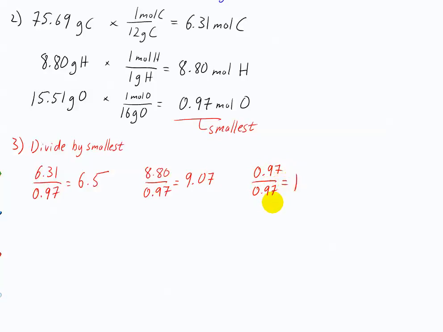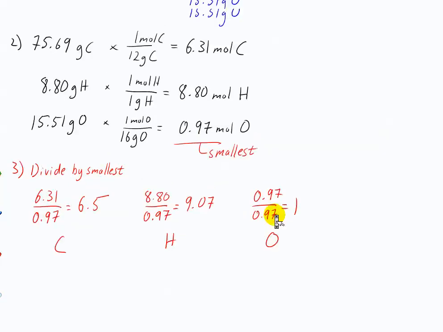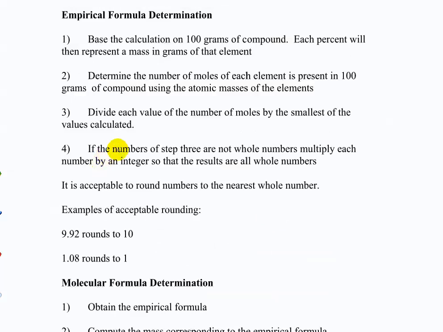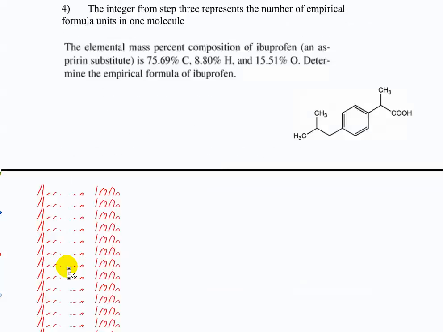Okay. So now we've set everything in a ratio with 1 at the bottom. And we can say that there's about 1 oxygen to 9 hydrogens to 6.5 carbons. So this is carbon, this is hydrogen, and this is oxygen. And then we go to the final step to figure out the actual formula. If the numbers are not whole numbers, multiply each number by an integer so that the results are all whole numbers. You can round them if they're pretty close. So let's go back and look at those.